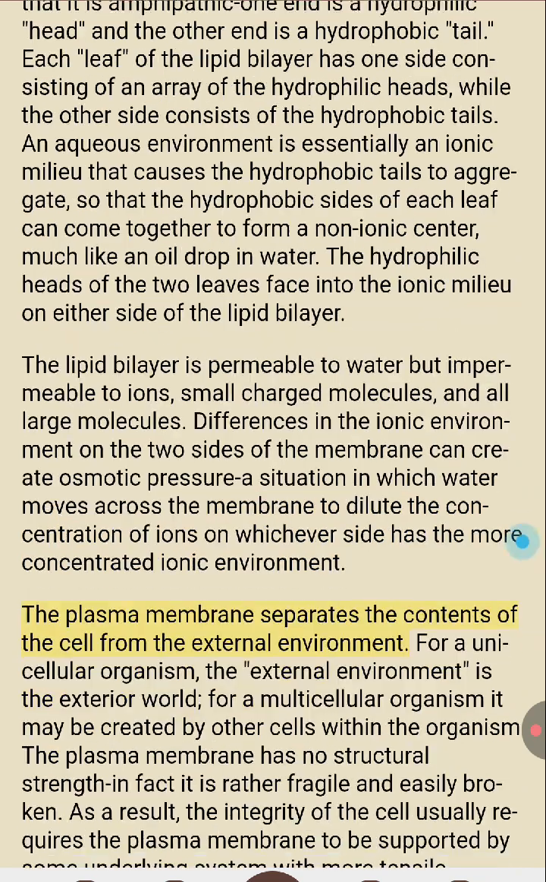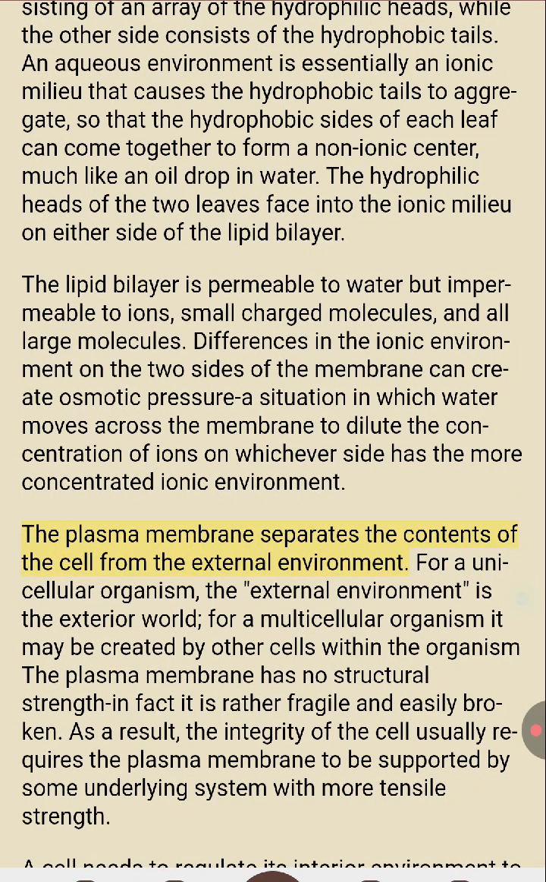The plasma membrane separates the contents of the cell from the external environment. For a unicellular organism, the external environment is the exterior world. For a multicellular organism, it may be created by other cells within the organism. The plasma membrane has no structural strength. In fact, it is rather fragile and easily broken.